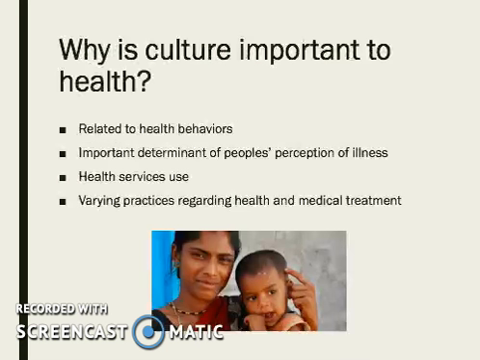So why is culture important to health? There are four main reasons. First, culture is closely related to health behaviors. Diet is a perfect example. Different cultures eat different foods. Some diets could be seen as more healthy than others. Those who eat white rice with every meal, which is high carb and not seen as very healthy, should have a more rounded diet. But oftentimes diet is a part of culture.